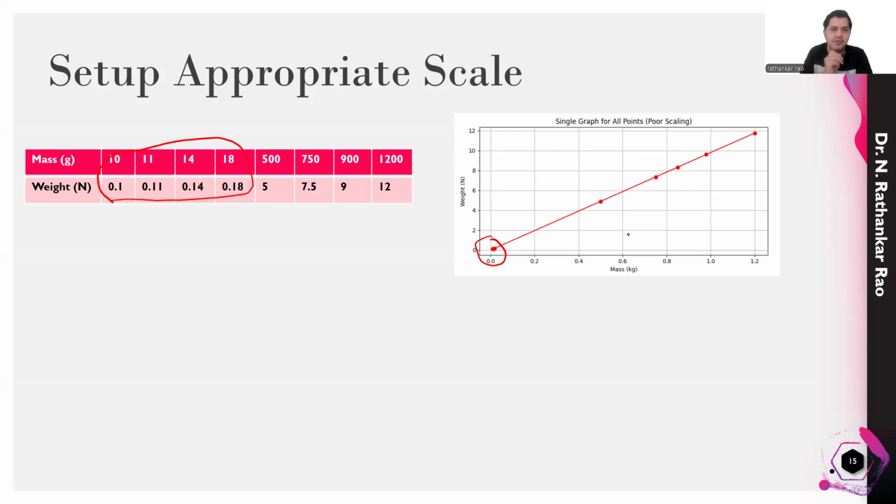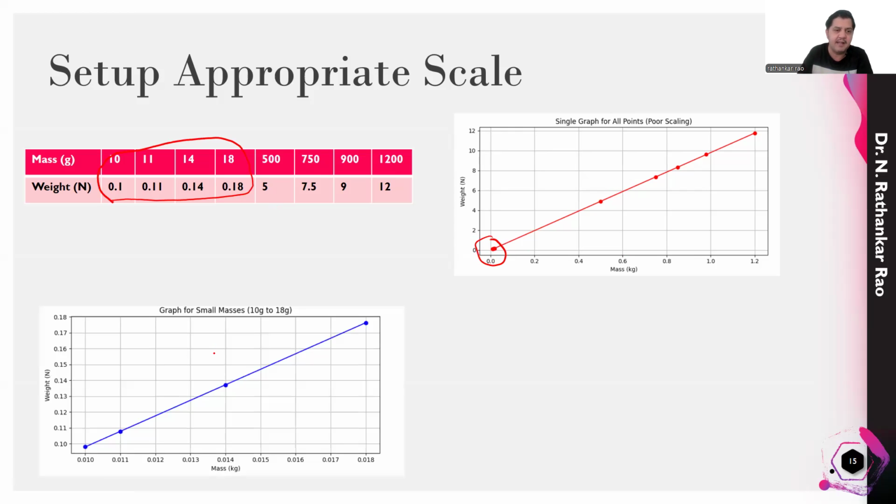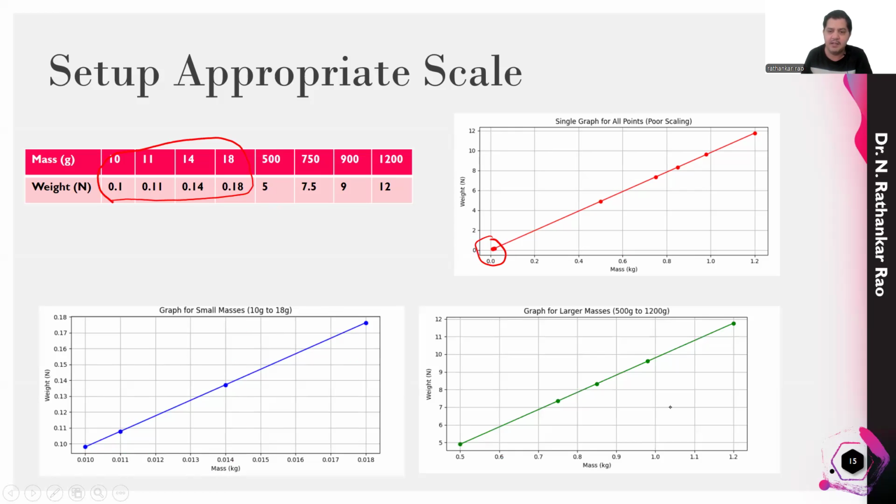So what should you do? You should set up an appropriate scale. The reason is that this graph is being set for larger values. So whatever is happening over here, this pattern has been missed, right? So as a result, let us look at what else we can do. We can have a separate graph for smaller masses, okay, which gives you for 0.1 what is the variation, 0.11 what is the variation, you get something like this. And you can have one more separate graph for the other values, okay, for masses and weights over here. So this will definitely help you out, okay.